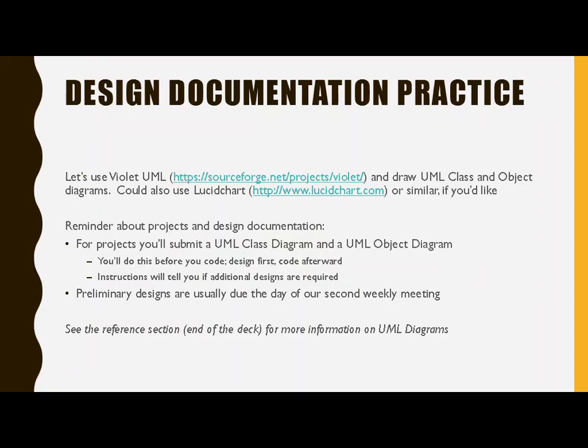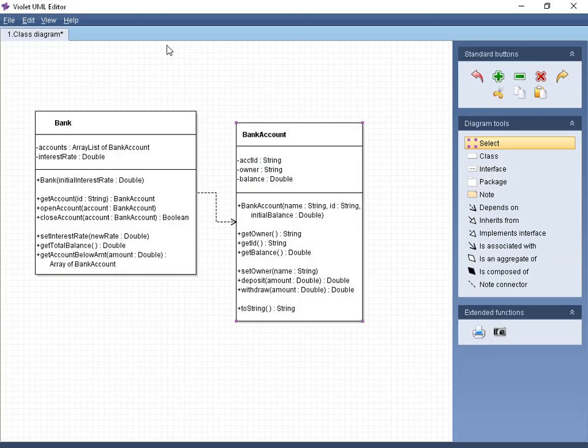So notice, I will leave you with this slide while I talk for a second. You can find Violet at that location, and you'll remember that you're going to submit both of these kinds of documents. So the next thing that we want to do is create a different kind of document, and that's going to be an object diagram. So this is our UML class diagram. We're also going to want to create an object diagram.